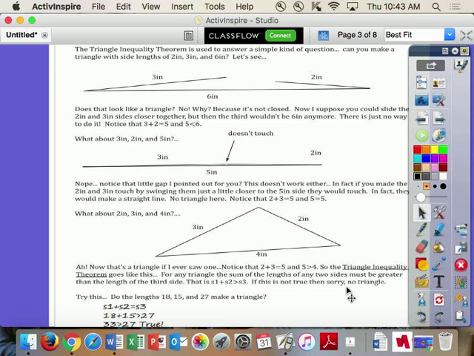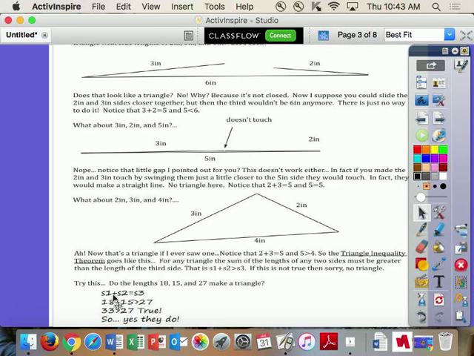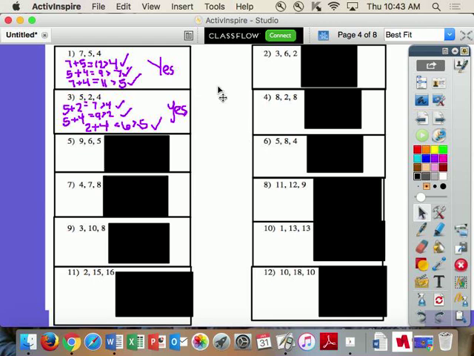So basically all this is saying is that side 1 plus side 2 has to be greater than side 3. So in this one, 15 and 18, if I add them together, is that bigger than 27? Yes, it is. So we're going to try some of these. I did the first two for you. We added the first two numbers, 7 plus 5. That equals 12. Is 12 greater than 4, the third side? Yes, it is, so I checked it off.